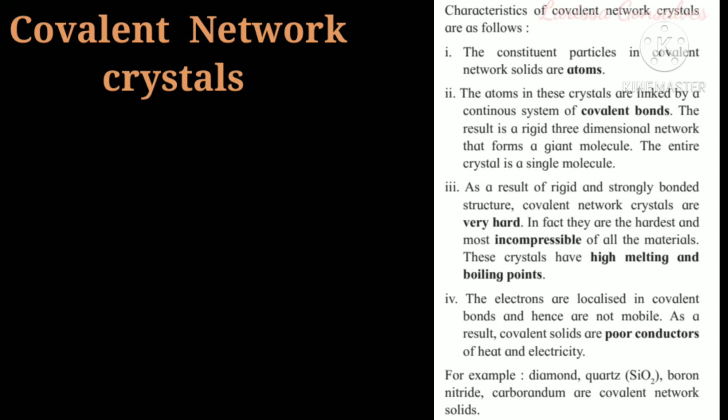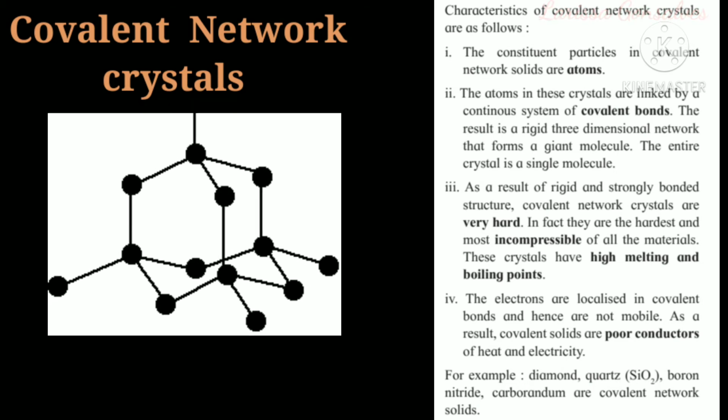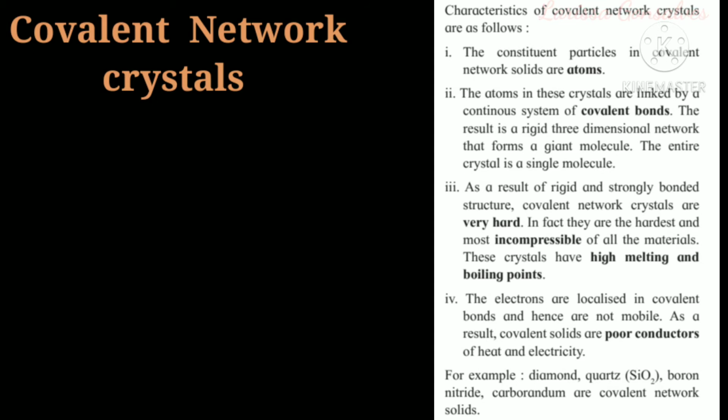Covalent bond is a chemical bond which involves sharing of electron pairs between atoms. Due to covalent bonding, it forms a rigid three-dimensional network which forms a giant molecule, and the entire crystal is a single molecule. Because of this rigid and strongly bonded structure, the covalent solids are very hard. In fact, they are the hardest and most incompressible of all the materials. Incompressible means we cannot compress it.